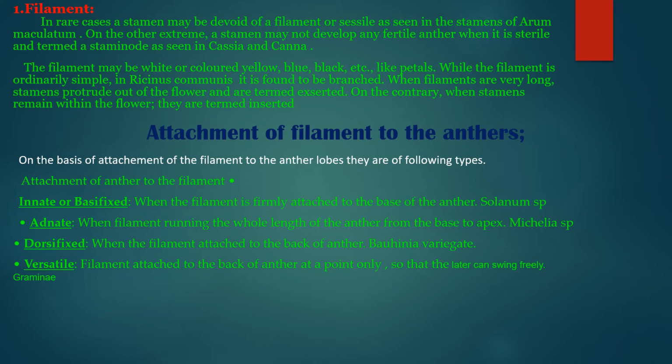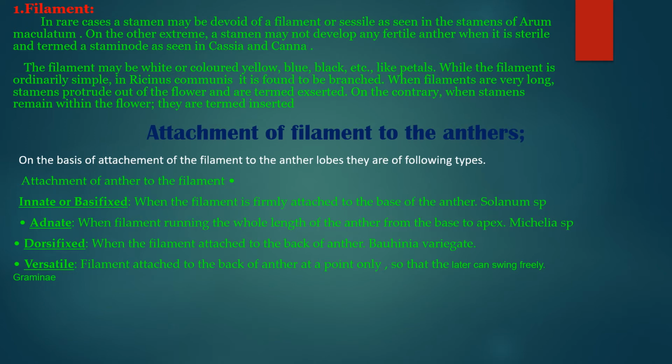When filaments are very long, stamens protrude out of the flower and are termed exerted. On the contrary, when stamens remain within the flower, they are termed inserted. Depending upon the position of the anthers, they are termed exerted as well as inserted. Coming to the next part, the attachment of the filament to the anther.